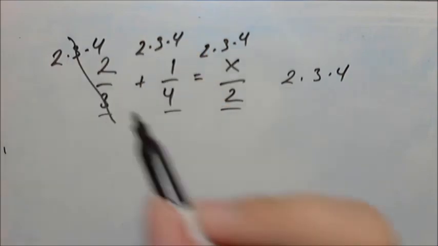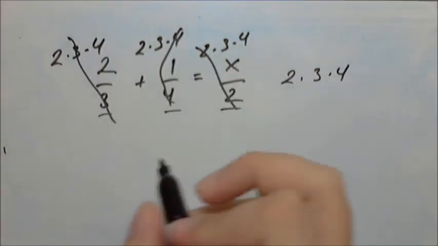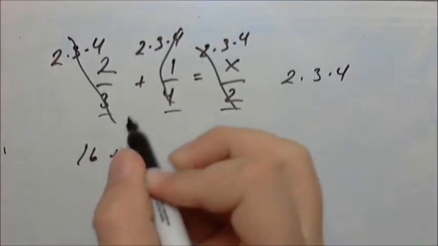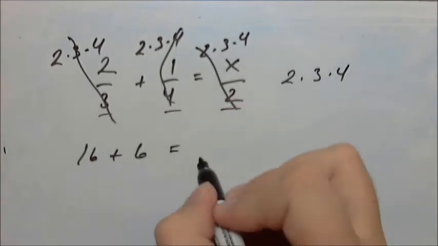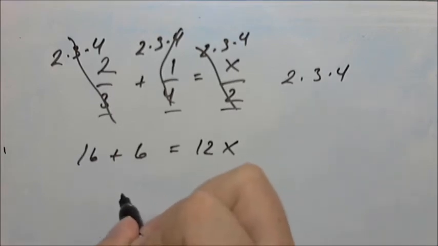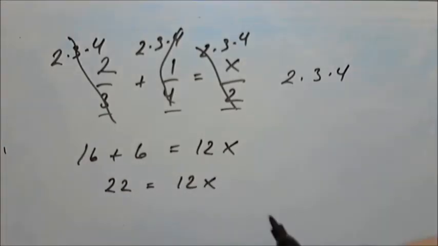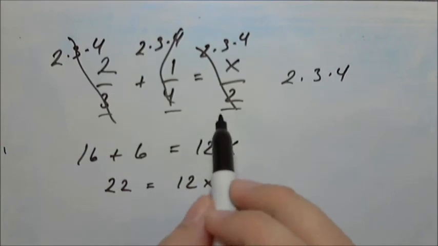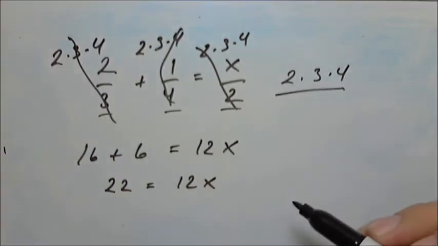Okay, now I can cross out the 3's here, the 4's here, and the 2 here. And now I've got 2 times 4 is 8, times 2 is 16, plus 2 times 3 is 6, equals 3 times 4 times x, which is 12x. So 22 equals 12x. So we've gotten rid of the fractions without doing any computation, by just recognizing that division is removal of factors. So why would we want to combine that together when we're just going to have to break it apart again?